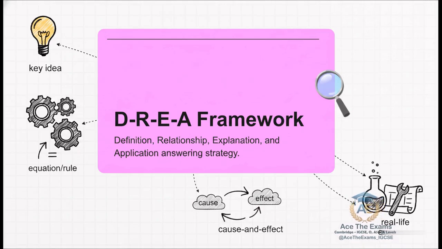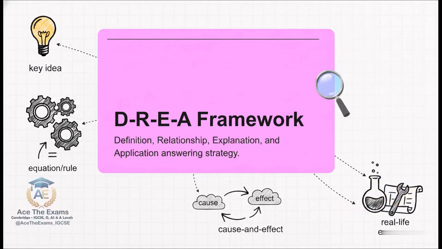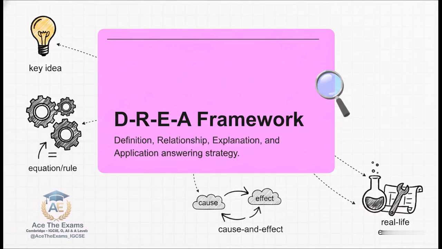Think of this as the ultimate physics equivalent to the PEEL framework used in humanities. It guarantees your answer has structural integrity. D stands for definition. You clearly state the key idea and its units. R is for relationship. You provide the governing equation or rule, like V equals IR. E is for explanation. This is the meat of your answer, where you detail that critical, logical cause and effect chain. If the temperature goes up, what happens to the particles? And finally, A is for application, providing a real-life practical use or a specific laboratory experiment.